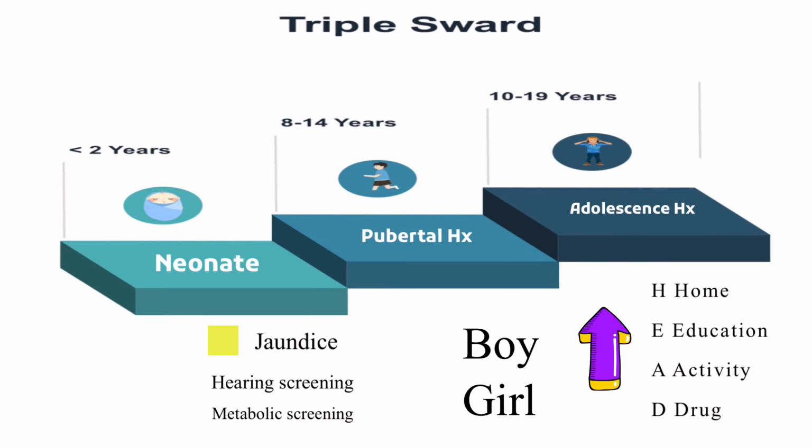Next, A for activity. Are you engaged in any sports in the school or outside the school? Maybe not sport, maybe music. Next, D, drugs. Are you taking any drugs, or are you smoking? Or in case of not smoking, are you passive or active smoking? Passive means somebody is smoking at home.